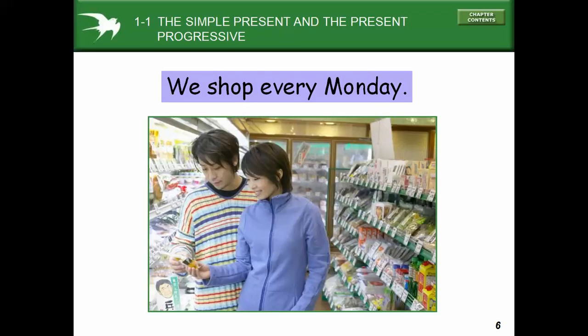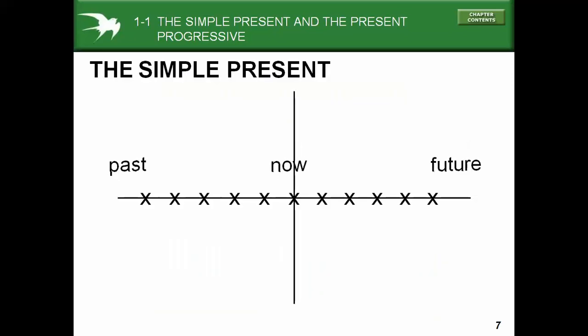We shop every day. This is a habit. Look at this timeline. We are going to use this timeline to show where the present simple is located. It began in the past, it is now, and it continues in the future, because it is a habit. Past, now, future.